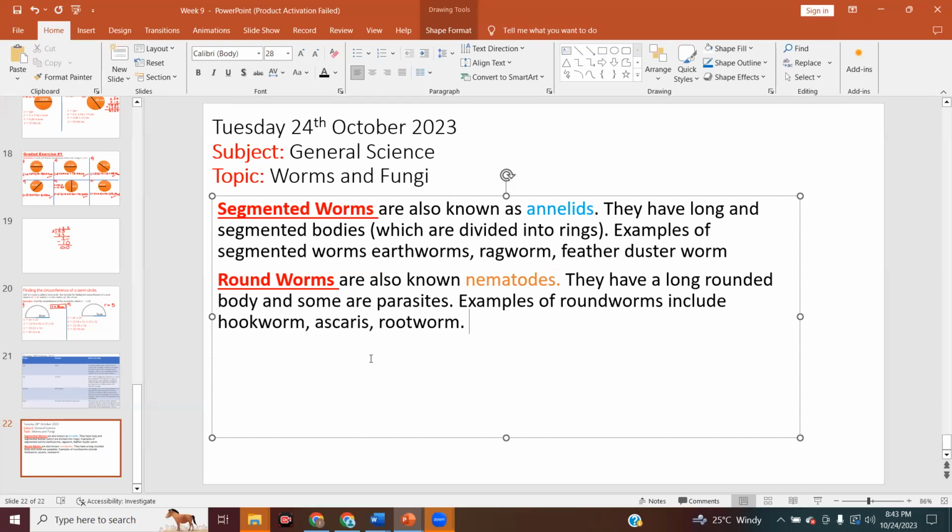What's the difference between nematodes and annelids? Like, what's the difference between roundworms and segmented worms? What do you think is the difference? They're both worms. I mean the difference, not similarities. They both live in dirt. I say difference. Segmented worms are divided in rings. And the roundworms are round, like it's round and long. Very good. Round and long.